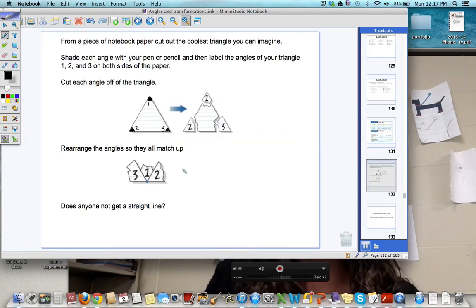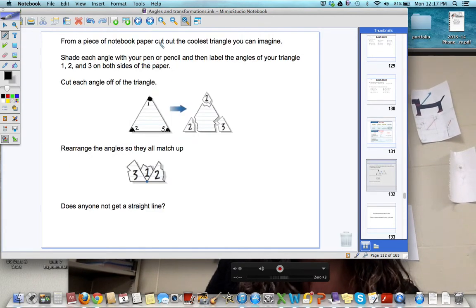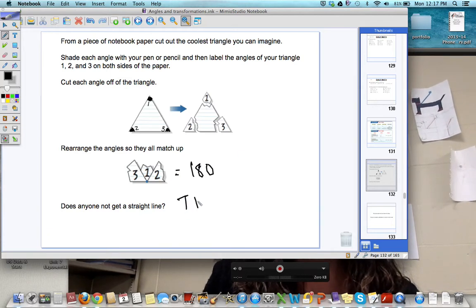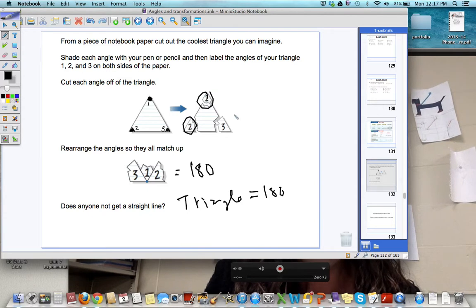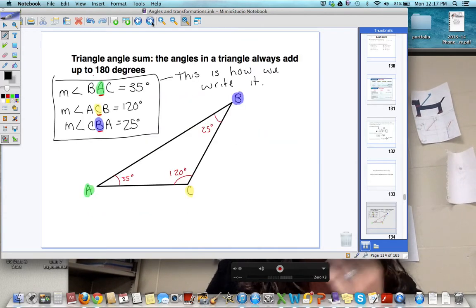So what do we notice about a straight line? Remember, a straight line is always going to give me what? 180, which means each of these should add up to 180, which tells me that in a triangle, all of the angles have to add up to 180. So if we have time, we're just going to go through and find missing angles.